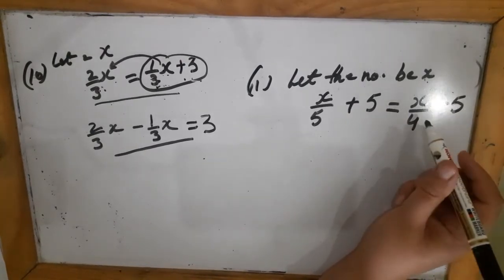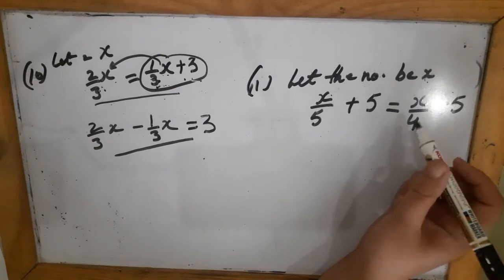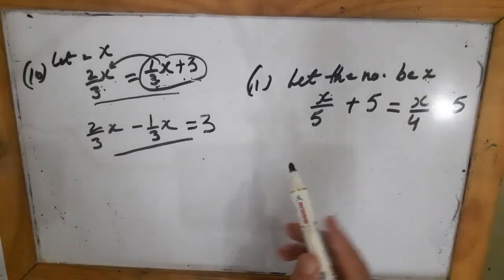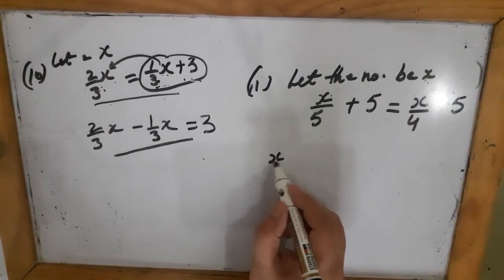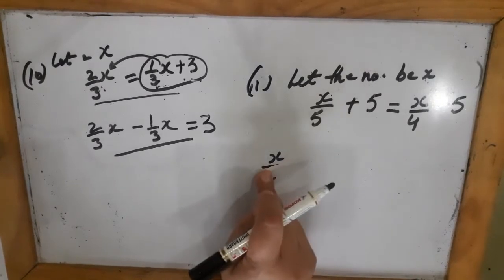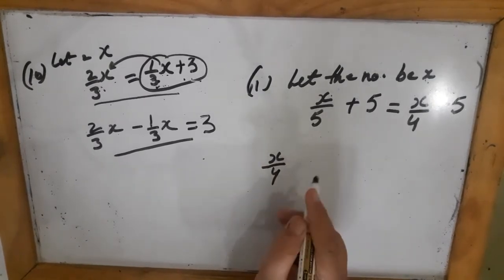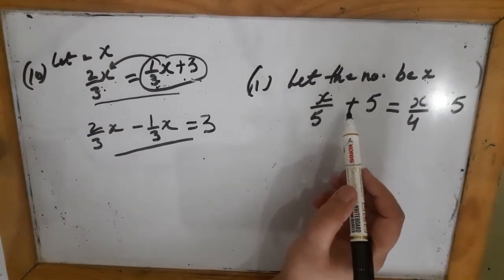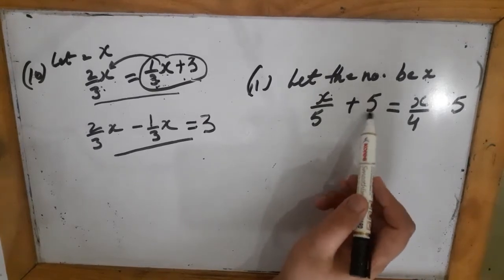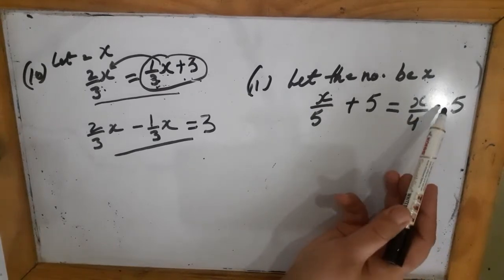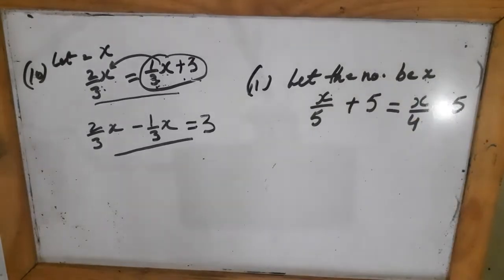So just go on reading the statement and form the equation. Find the number. So let the number be x. Now they are saying the fifth part of a number. So what will be the fifth part of this number? Divide by 5. And what will be the fourth part of this same number? If I divide it by 4. So they are saying the fifth part of the number when increased by 5 equals the fourth part of the number decreased by 5. So this becomes an equation.